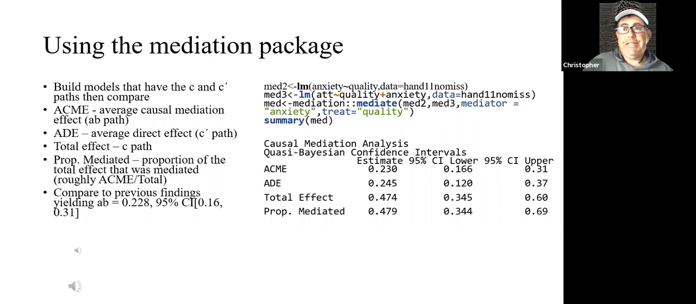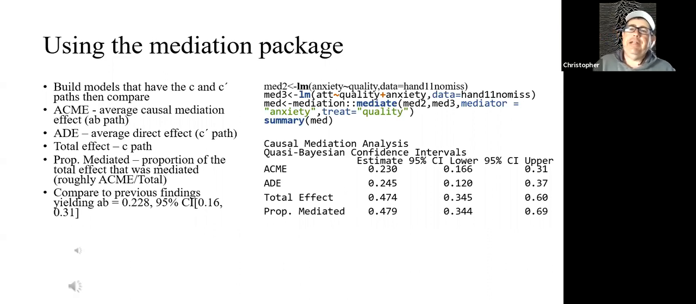This corresponds to the second thing that we ran when we were doing the Barron and Kenny classic approach. So this is the model where we establish the relationship between quality and anxiety. And then the next model that we run is labeled MED3. This was the final model that we ran in the Barron and Kenny approach. It's predicting attitudes from both the predictor and the mediator. And then we feed that into the mediation package. We just tell it the name of the two models.